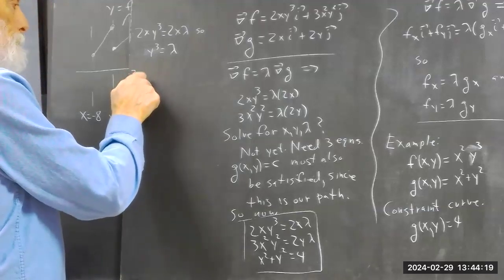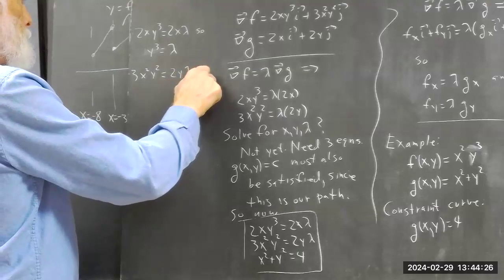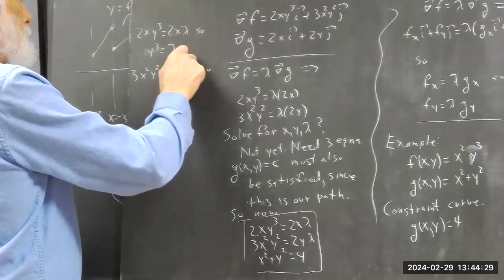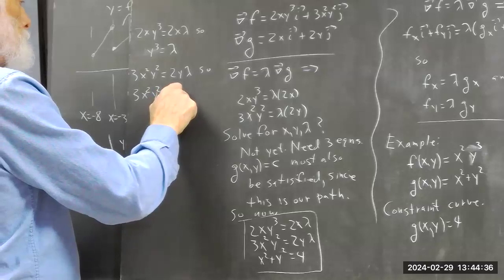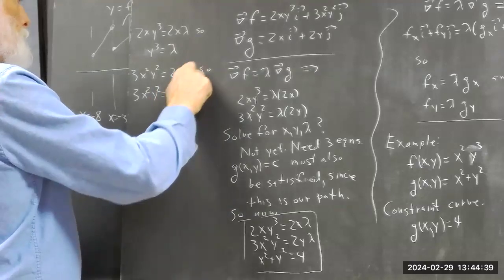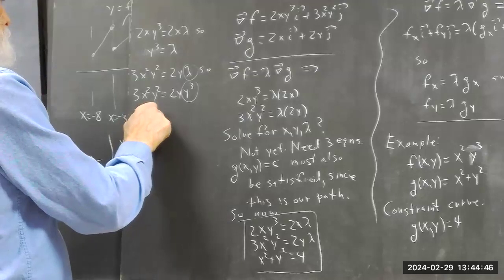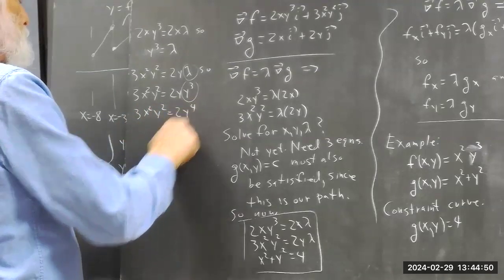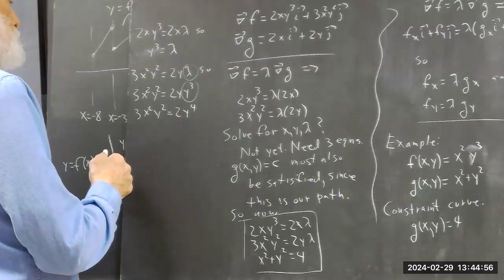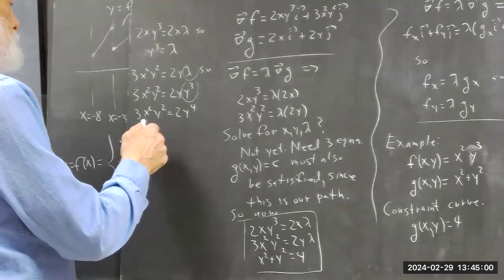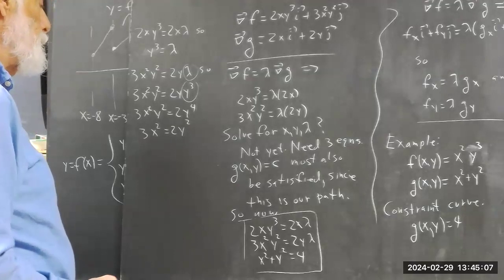Then lambda is just y cubed. So we got 3x squared y squared equals 2y to the fourth. So we get 3x squared equals 2y squared.